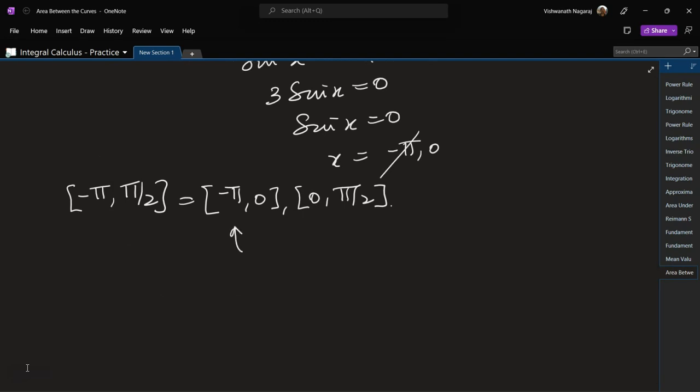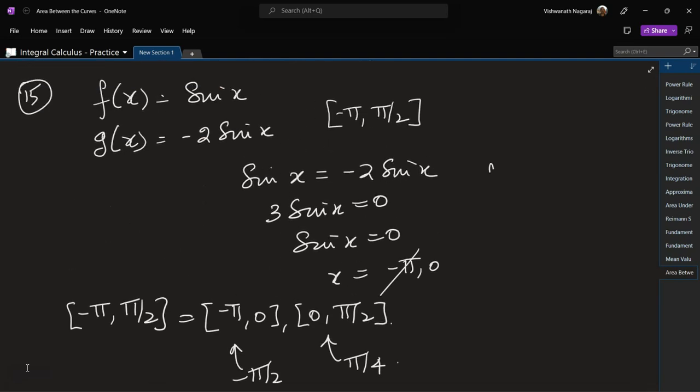Okay, now let's pick a value in this interval. So let's pick minus pi by 2. What will f of minus pi by 2 be? F of minus pi by 2 is equal to sin of minus pi by 2, which makes it minus sin pi by 2. So sin pi by 2 is 1. G of minus pi by 2 is equal to, again, minus 1 times minus 2. So that is 2. So this would be higher.